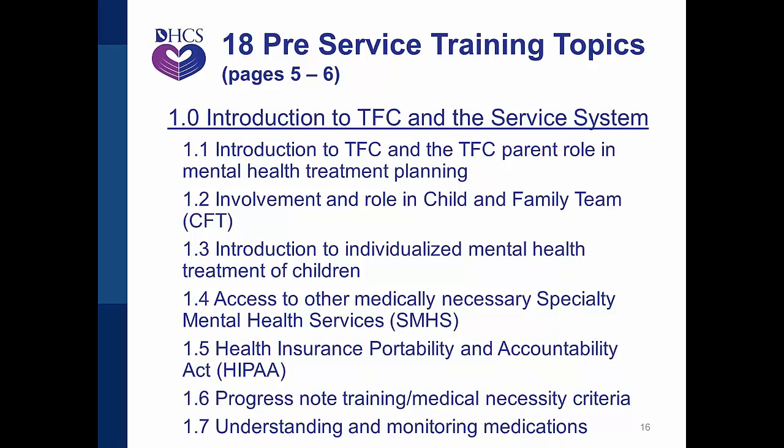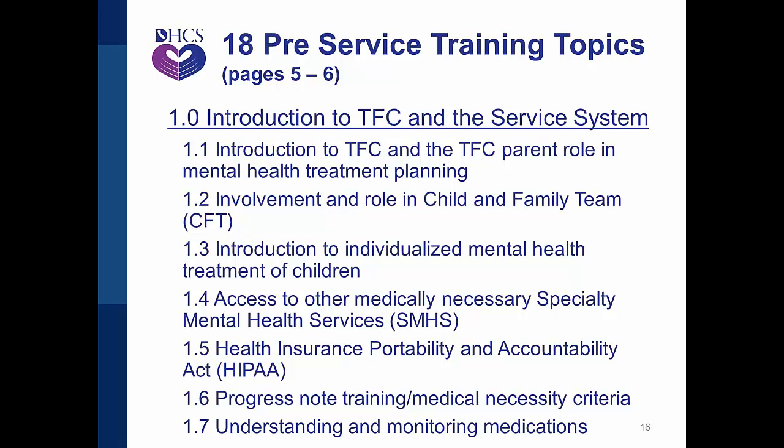All right, so here you see the 18 pre-service training topics and how they've been organized under those 8 training areas. Starting with 1.0, Introduction to TFC and the Service System, you'll see that there are 7 training topics that have been grouped under that first training area. So I'll just read them.